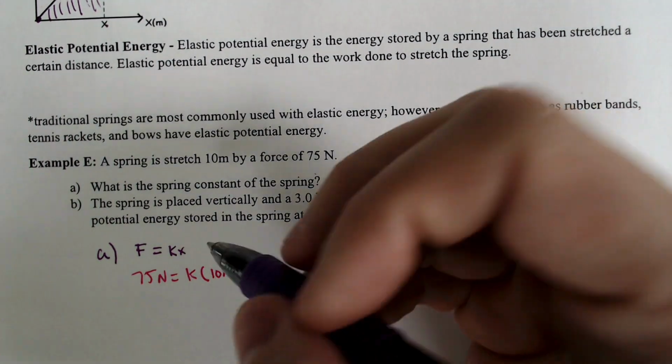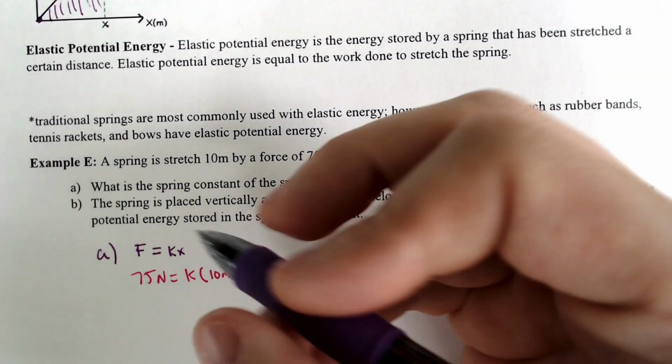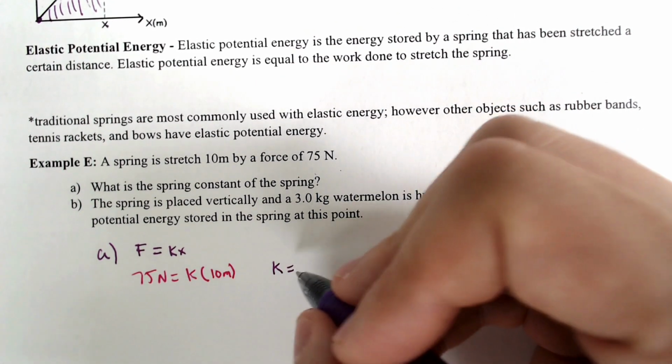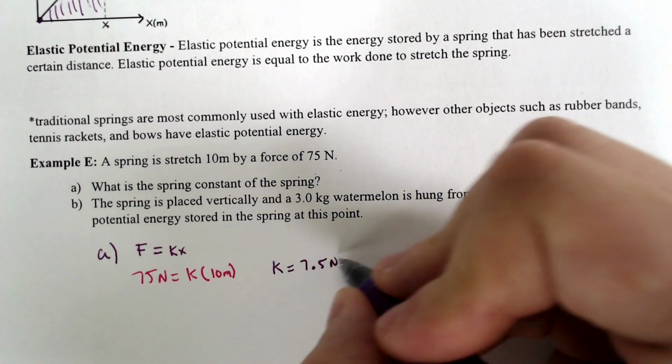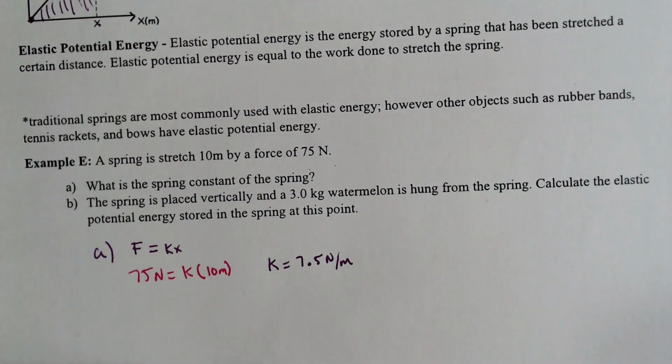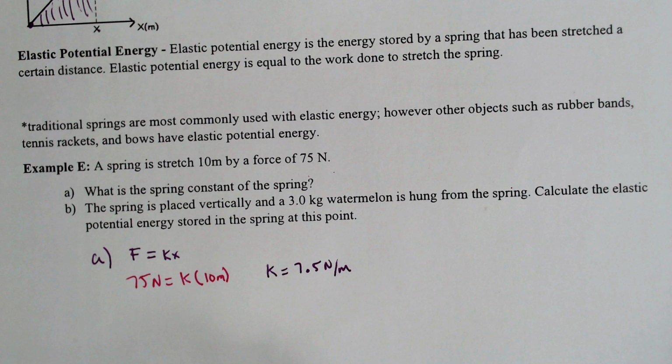Well, that's a simple one. You can divide by 10. And when you divide by 10, you find out the spring constant is equal to 7.5 Newtons per meter.